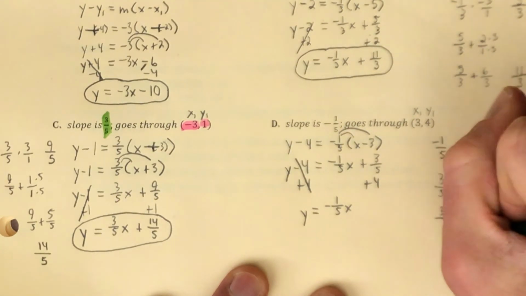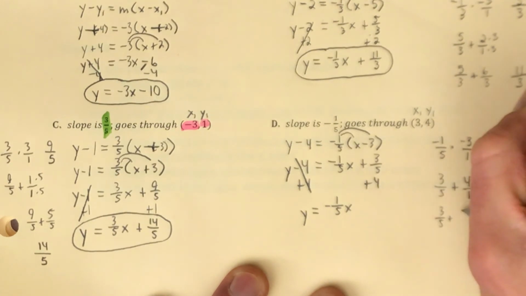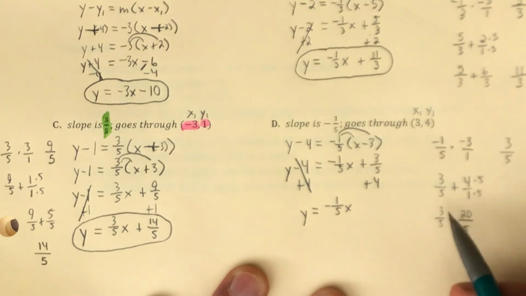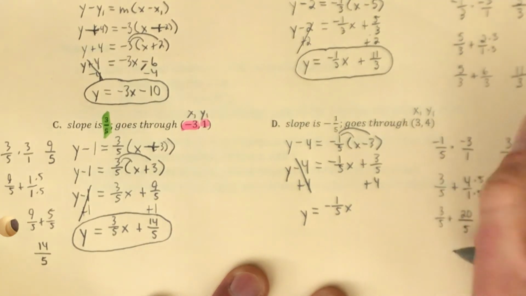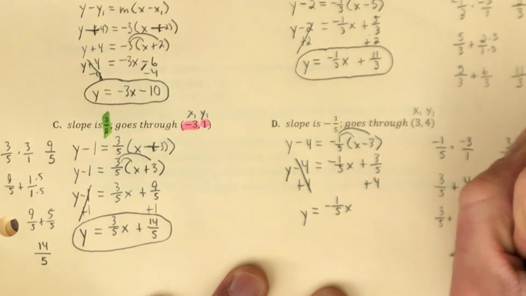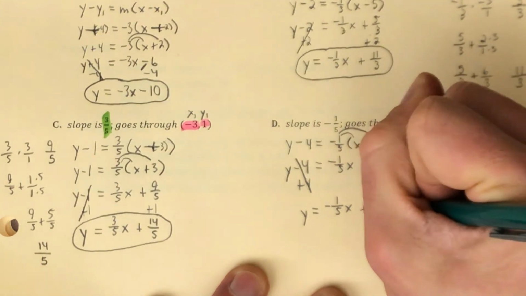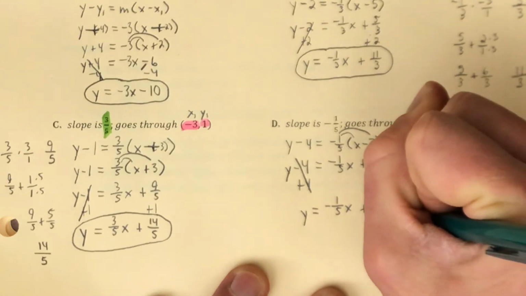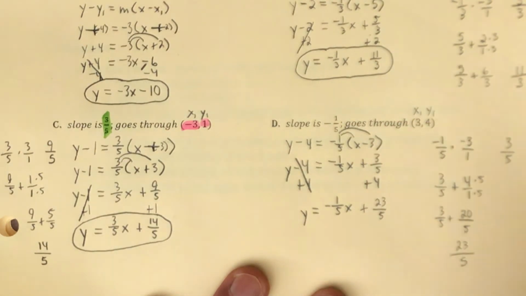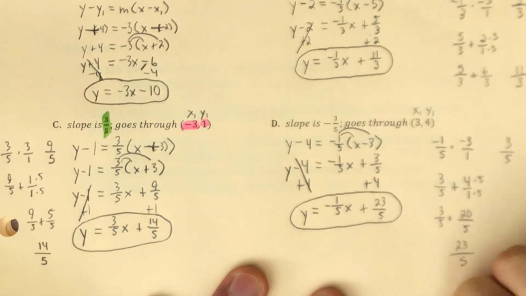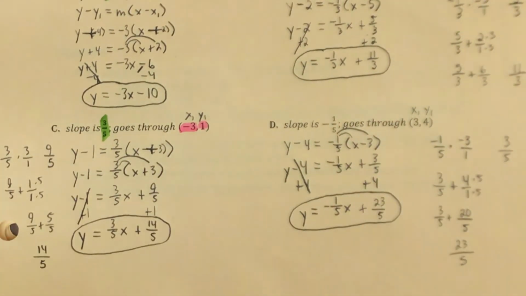So this becomes 3/5 plus 4 times 5 is 20, and 1 times 5 is 5. Then we can add the numerators. 3 plus 20 is 23, and then denominator stays the same, so 23/5. And they are positive, so positive 23/5. So my final equation of this line is y equals negative 1/5 x plus 23/5.